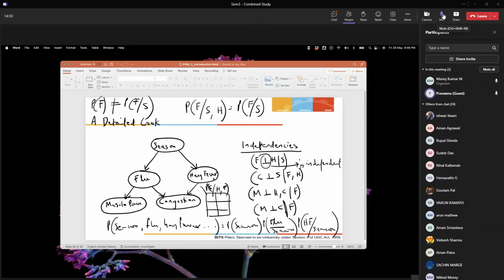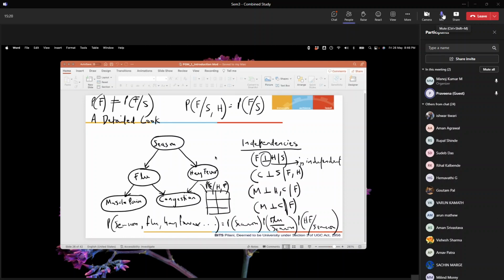So there is a conditional independence, and the probability of flu given season and hay fever is very minimal. So we are able to remove that because we have this picture where we say that season will influence flu and hay fever, not that hay fever will influence season. Okay, and that is the basic idea which we were having in the last class. So this is what we basically went through.